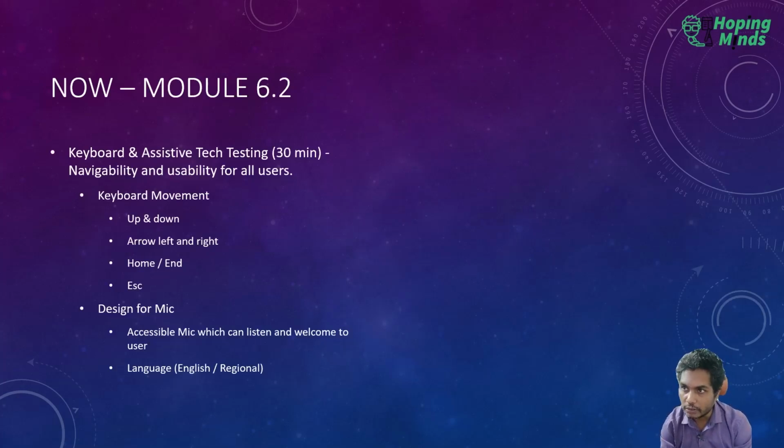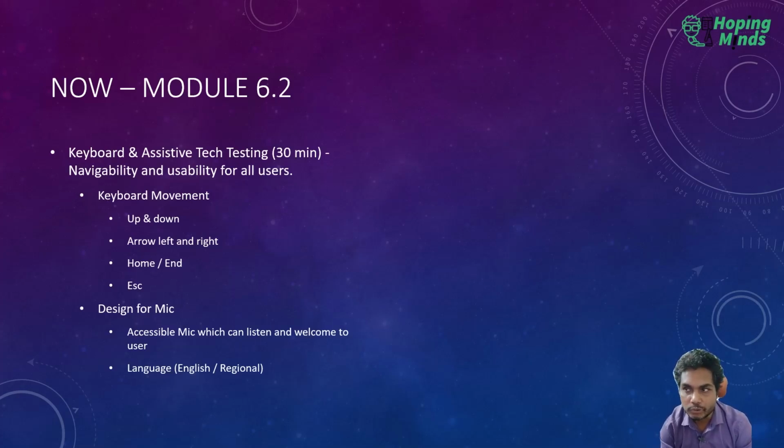So first of all, in keyboard movement, what happens when you go to a website? Are there different movements? Let's say if you act from the keyboard and you touch up and down, is the page moving up and down? That is important to check.